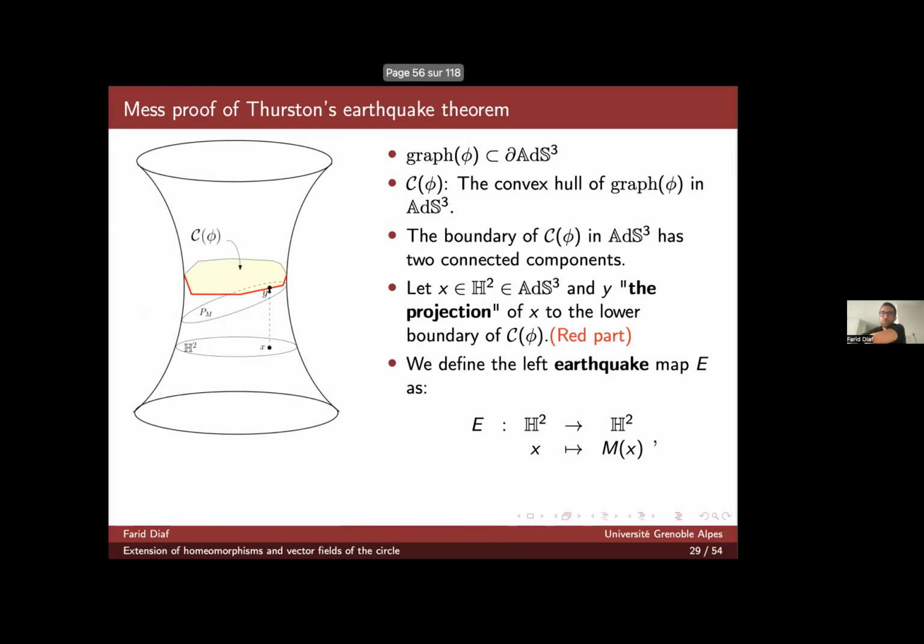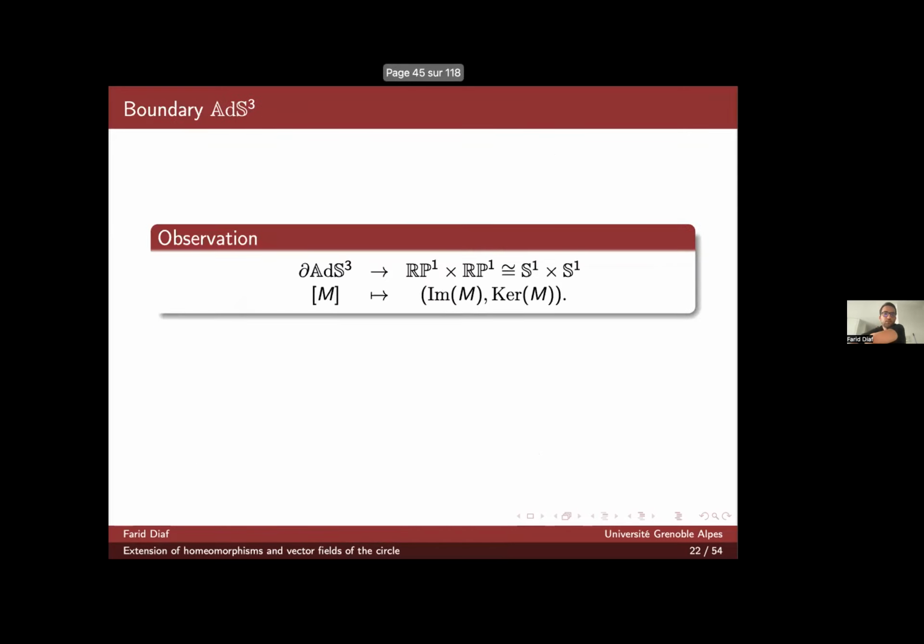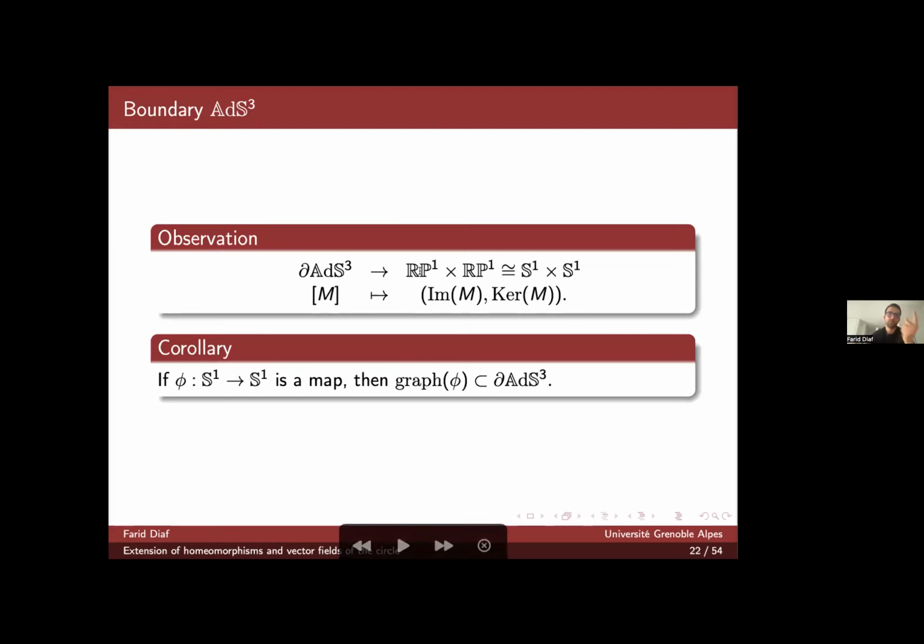Yes, and the boundary of a photon is related to, I'm not sure, a leaf of this RP1 cross RP1. I think the boundary is the image of M cross RP1 union RP1 cross the kernel of M. I think it should be something like this. The boundary of a light-like plane. Okay, thank you.